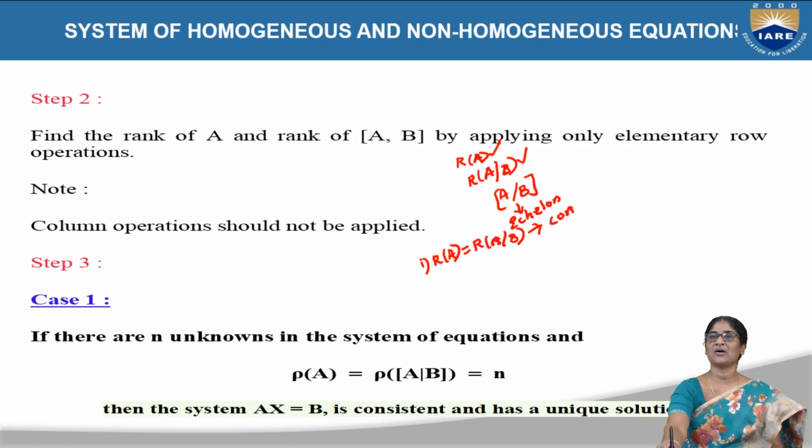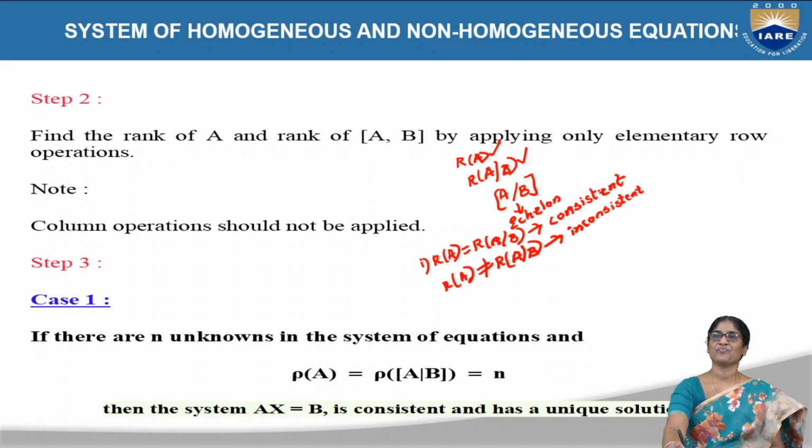That means they always consist some solution, right? Okay. Then if R of A is not equal to R of A by B, then you can call that the system is inconsistent. That means it doesn't hold any solution. So that is the main procedure of finding out the solutions of a linear system by using the matrices.